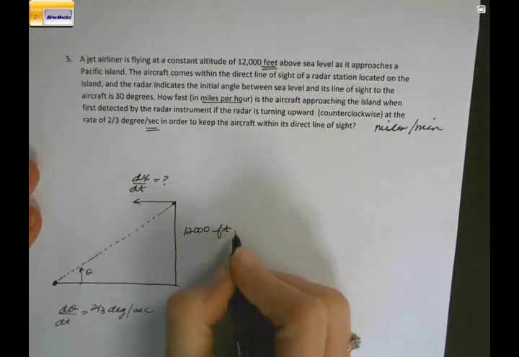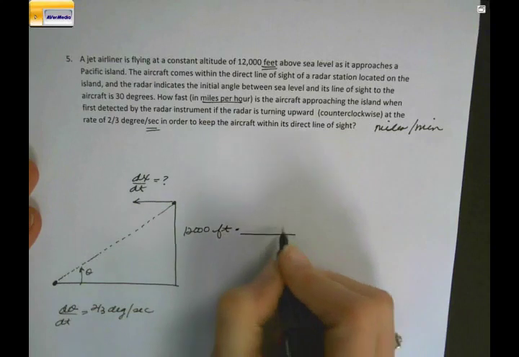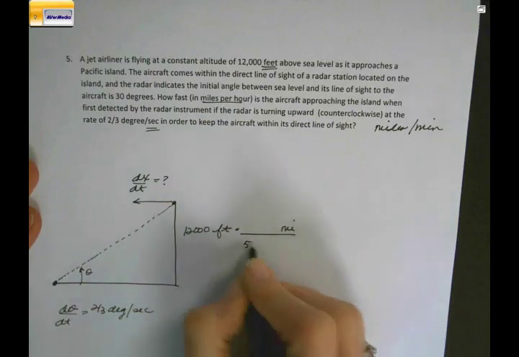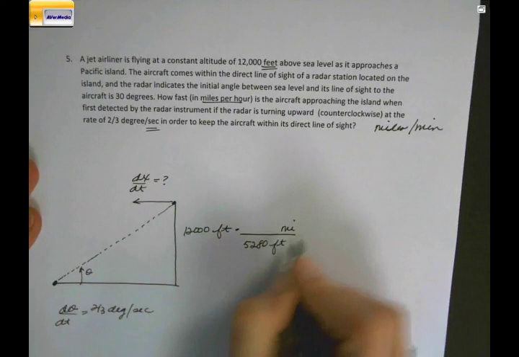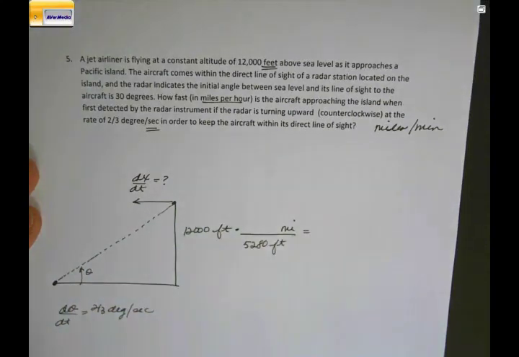So 12,000 feet needs to be converted to miles. How many feet do we have in 1 mile? 5,280 feet per mile. So that gives me the height in mile units. This is degrees per second, and I need minutes. So this is 2/3 degrees in 1 second, and there are 60 seconds in 1 minute.